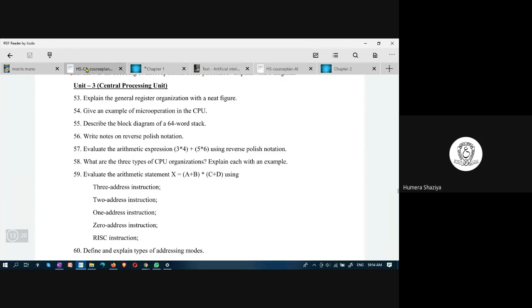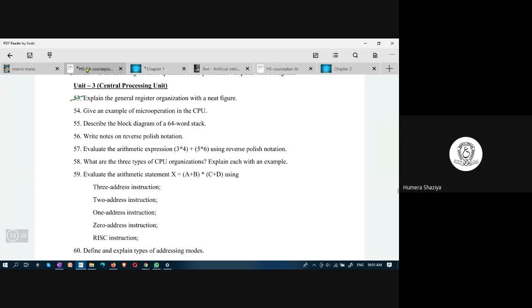We had this R1, R2, R3, R4, R5, R6, R7 here. There is a decoder, there are 2 multiplexers, and an ALU. Now do you remember? Yes, ma'am. Now, David, that is general register organization with a neat figure. Write down the answer for this.